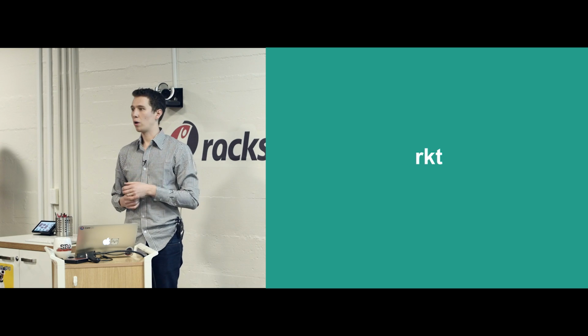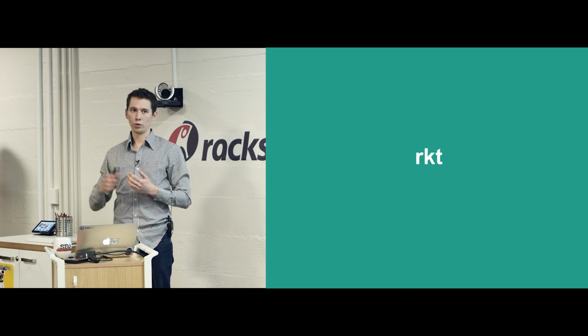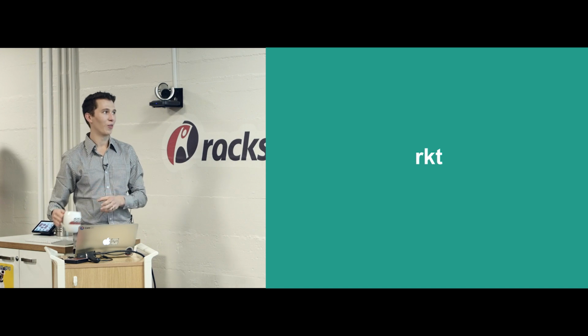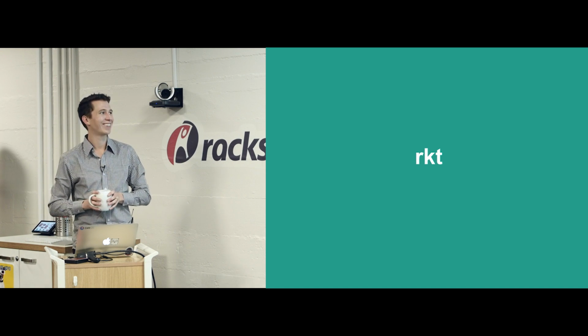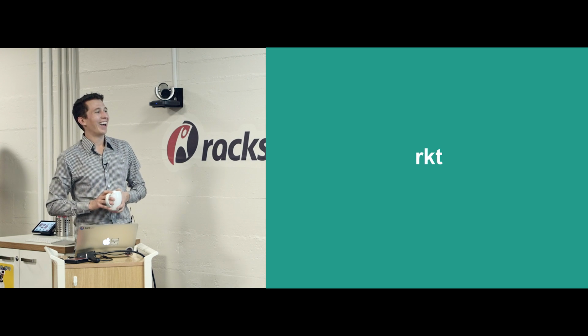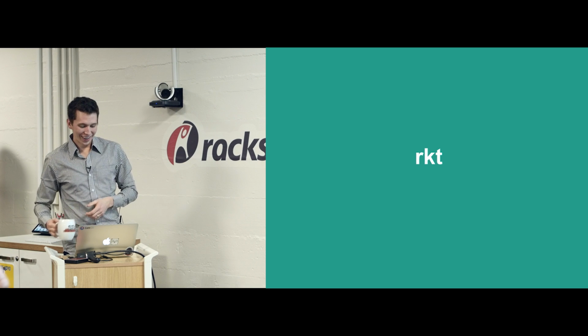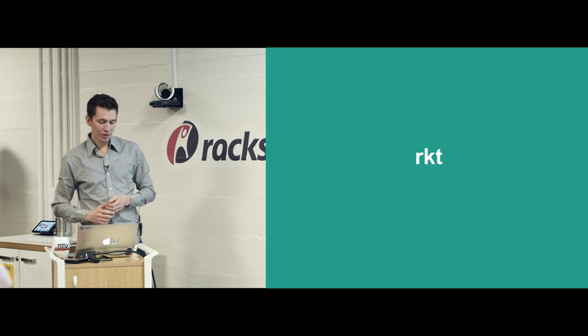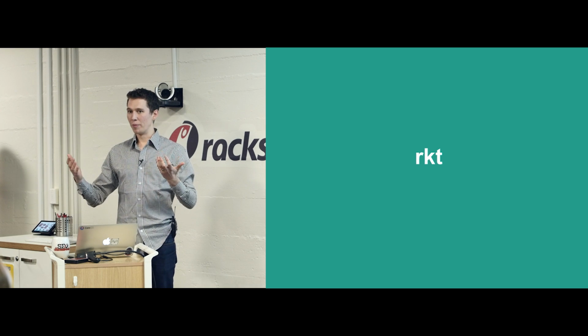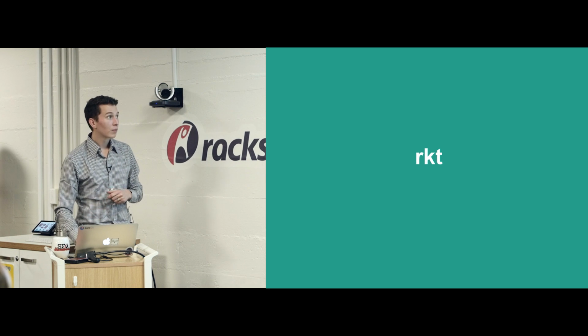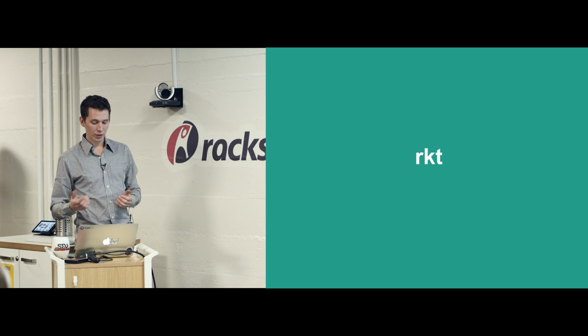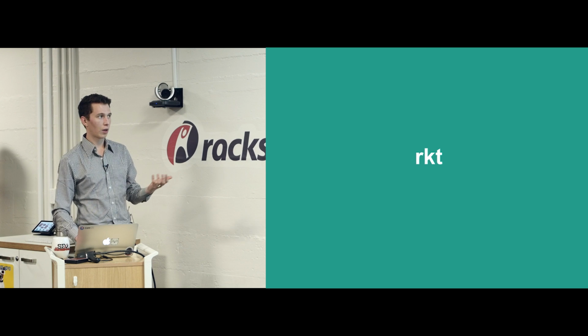OK, so Rocket, the command line tool is rkt, because all the best Unix commands are 3 letters, like Vim, not Emacs. No. So Rocket is an implementation of this entire spec up to this point. And it has a few subcommands.